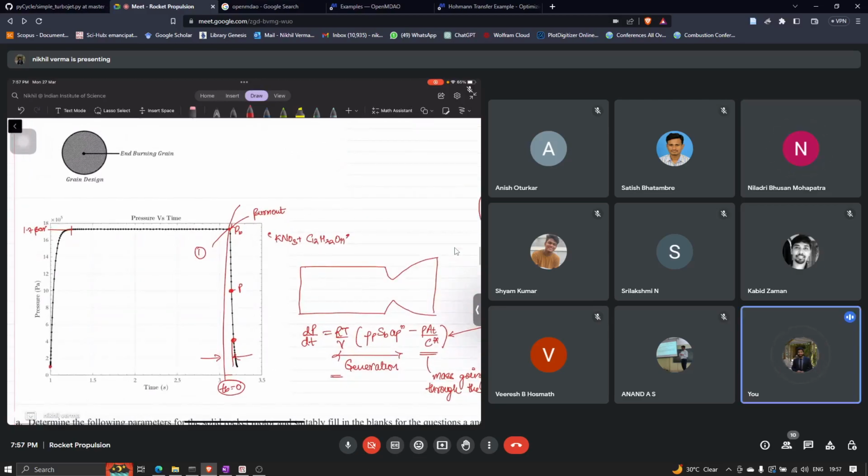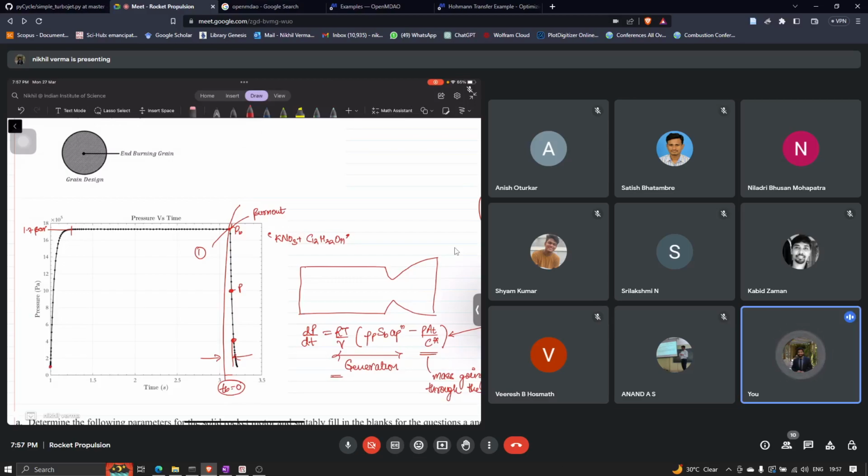Whatever you are seeing here has a limitation, that you are assuming your nozzle is choked, right? So at the initial part, whatever you see here, this is what we have written in our in-house code for our purpose.